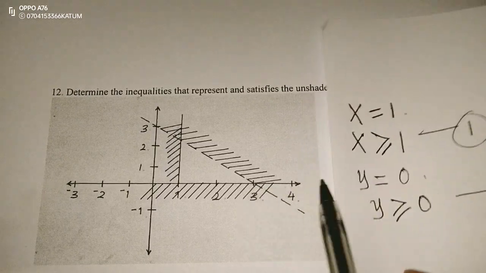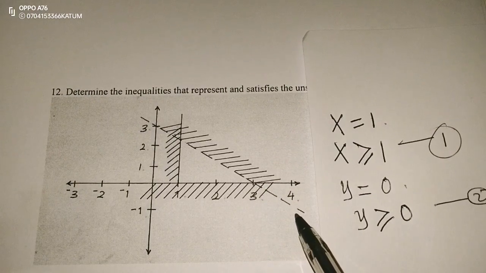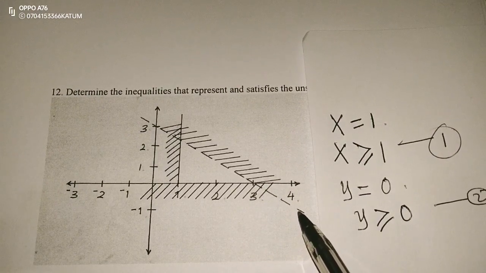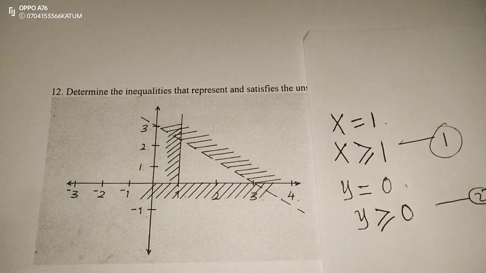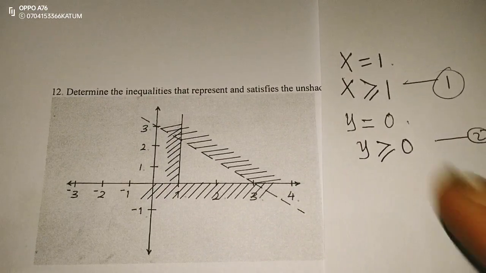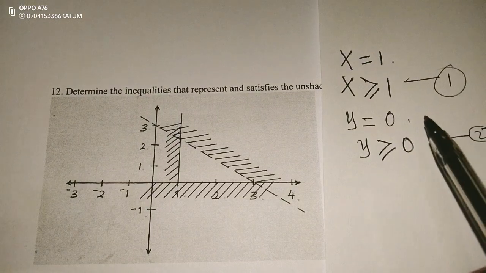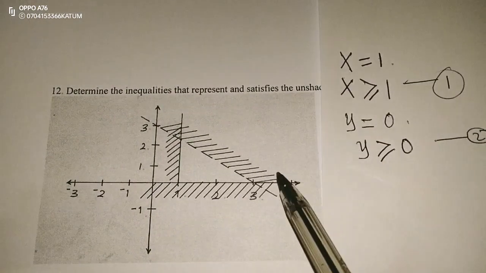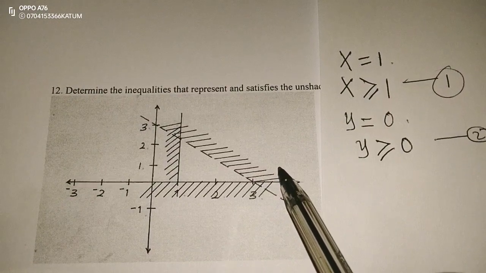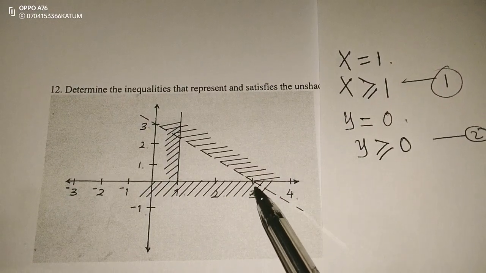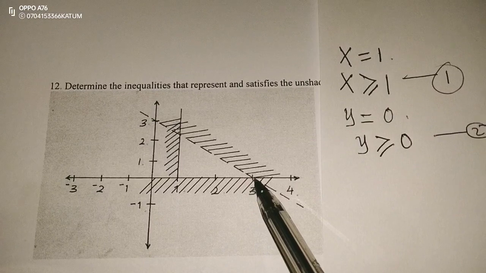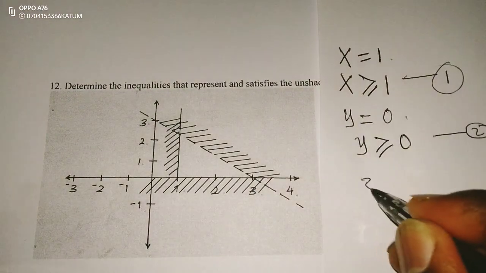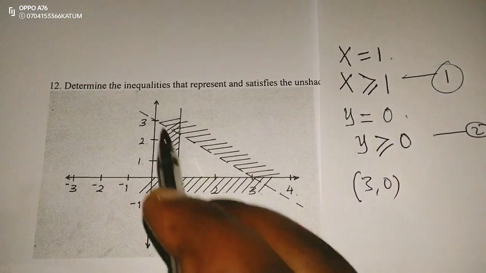Finally, we have this other borderline, which is a dotted line, or rather an incomplete line. It means the inequality cannot be greater than or equal to, or less than or equal to. For us to know the equation, we're going to consider two coordinates along the line. That is, we have coordinate (3, 0), and we also have (0, 3).